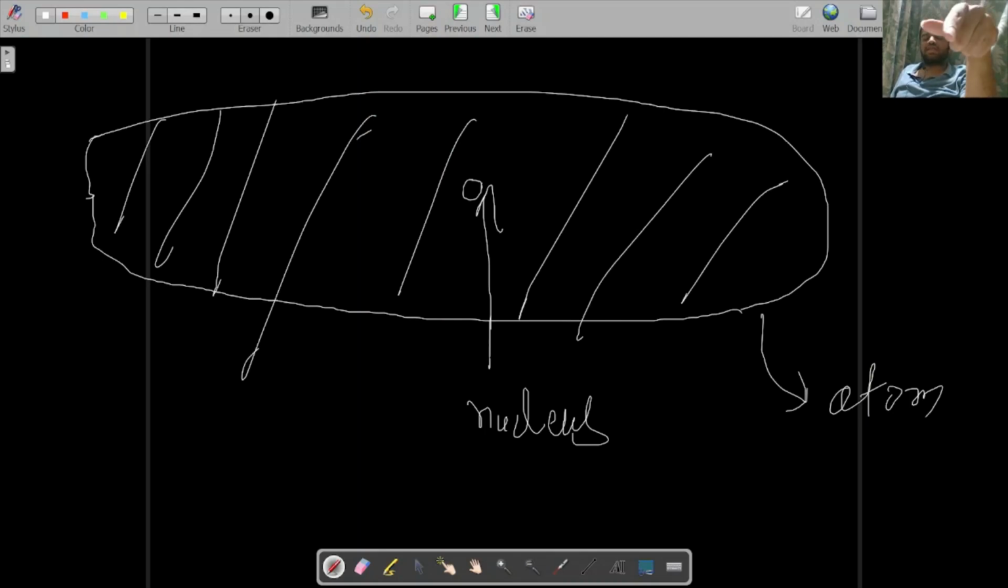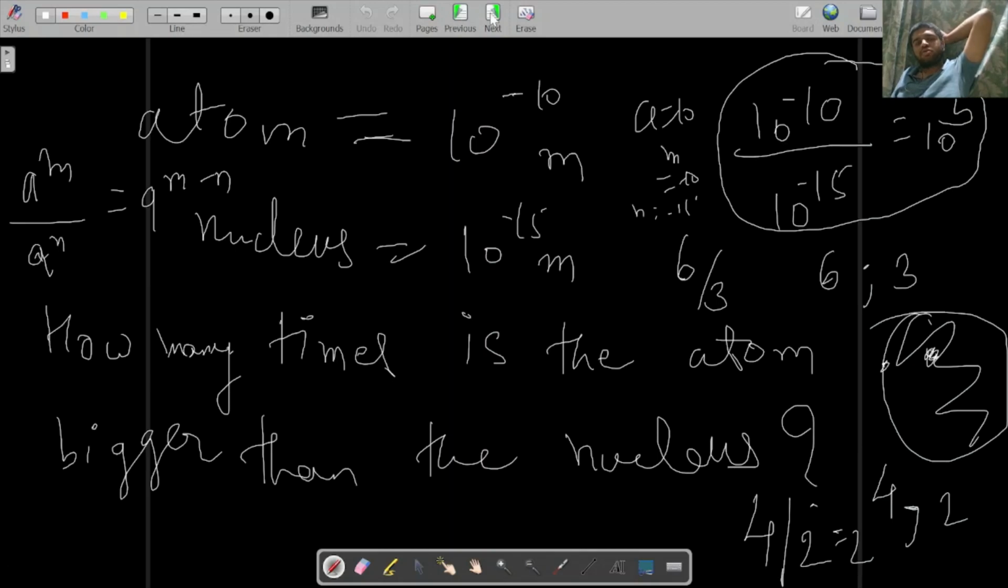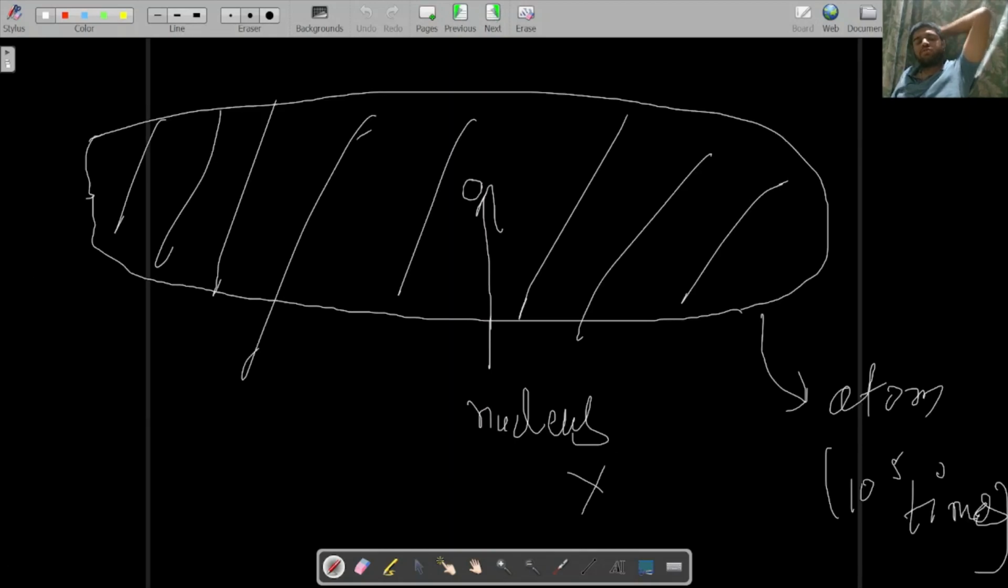And from where is this evident? This is evident from the fact that the atom is 10 to the power 5 times bigger than the nucleus. This we have already proved over here, right? So that's the size of a nucleus.